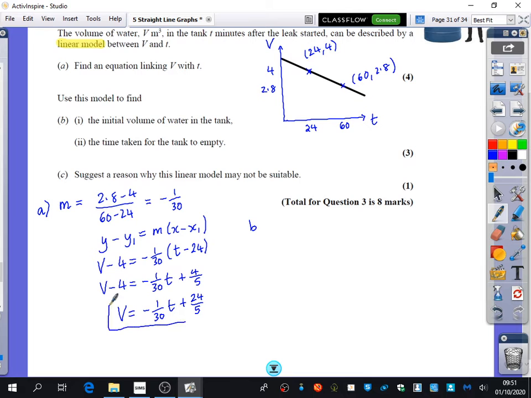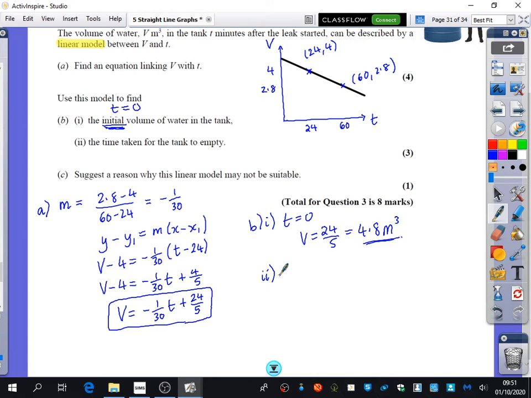Okay, so now we've come up with the model. This is the model. We're going to use this model to find out the initial volume of water in the tank. So if we're trying to find initial, what does it mean initial? Yeah, Prabhat. The start. And if it's the start, it's when t is equal to 0. Now you could just look at it and say what it is, but I like to say that t is equal to 0. So v is just going to be 24 over 5, which is 4.8 meters cubed.